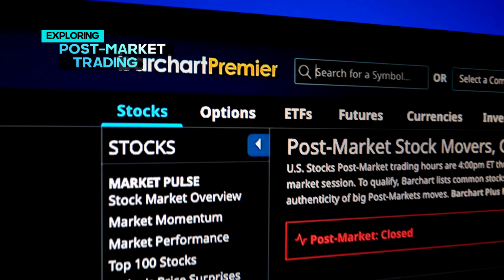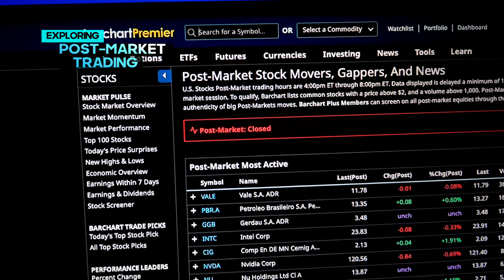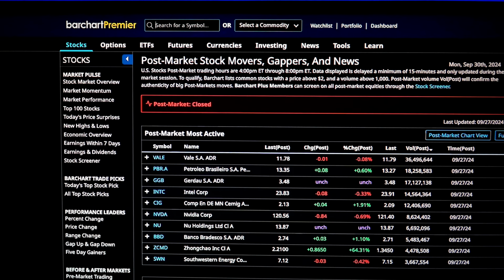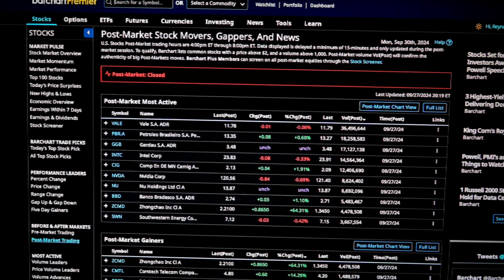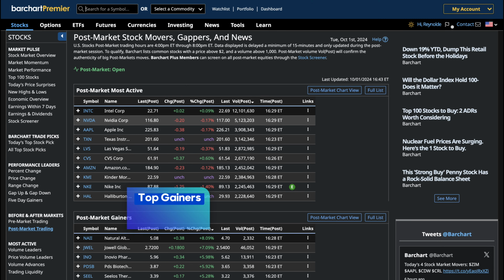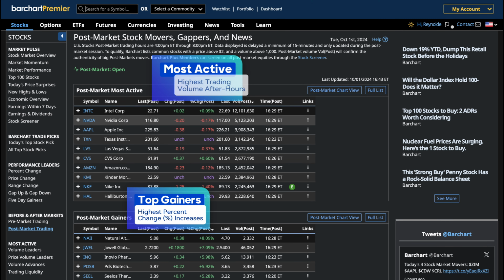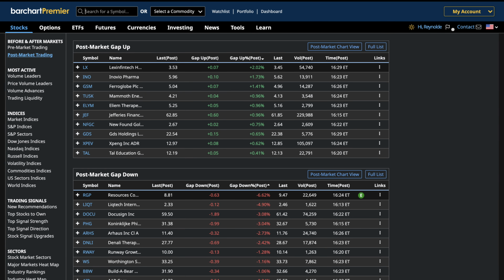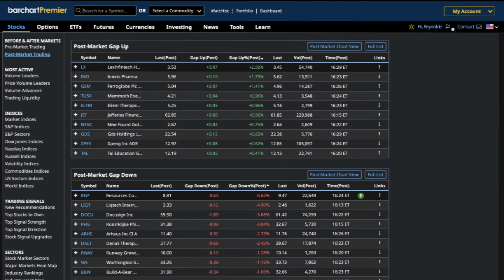And after the bell rings, the post-market session can often reveal how stocks react to late news or earnings announcements. Barchart's post-market page shows you the top movers and volume leaders after hours, so you're never in the dark about market sentiment. Plus, post-market data can be especially useful for planning the next day's trades. Did you see a stock surge after hours? That's often a sign that traders are reacting to new information.